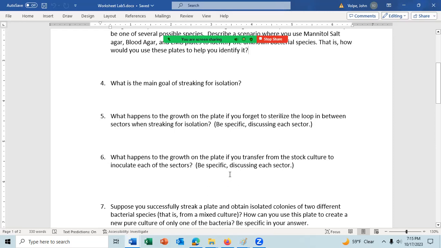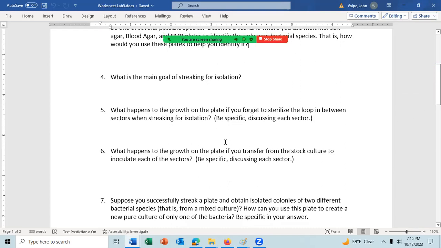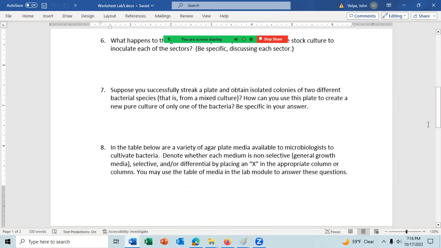What happens to the growth on the plate if you transfer from stock culture to inoculate each of the sectors? So tell me what the growth looks like on each sector. Any questions about that? I will tell you that 5 and 6 will look different. But beyond that, I'm not going to tell you the answer.